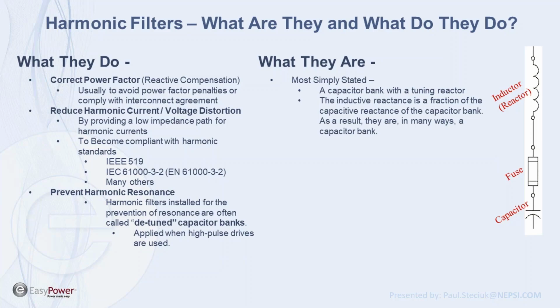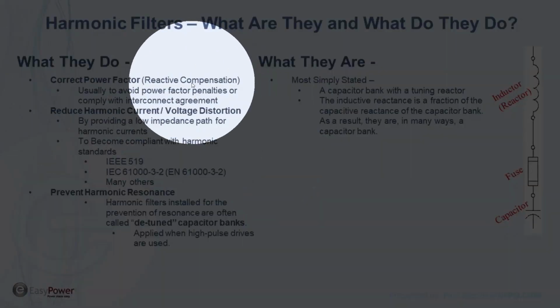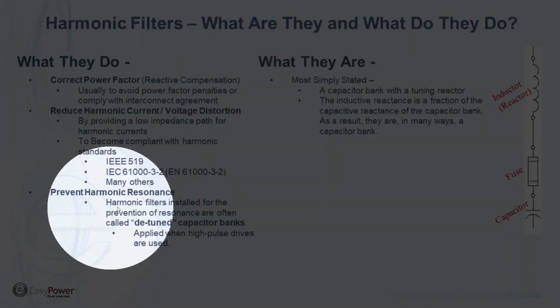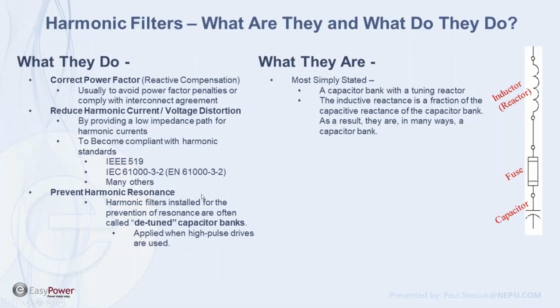And then sometimes it's also to prevent harmonic resonance. We need to do reactive compensation. We've already established that that's oftentimes a requirement, but when reactive compensation is implied, if it's just a capacitor bank, oftentimes that capacitor bank causes resonance, and we at that point will look to prevent resonance, and we install this harmonic filter to prevent resonance.